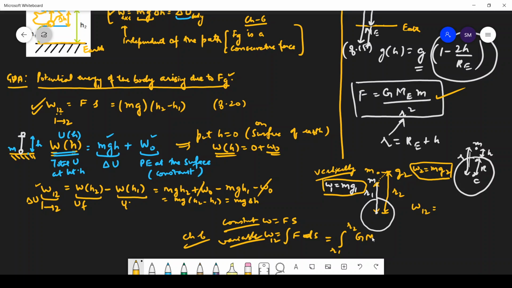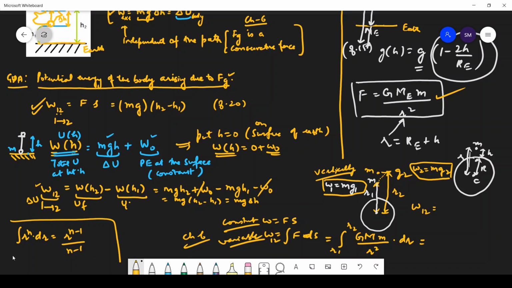Even if you write capital M, that is for the mass of the earth, and then small m, mass of the object, divided by R square into dr. Okay, now integrating it, what do you get? See students, what is the formula for integration? You have r raised to the power n into dr, that is equals to r raised to the power n minus 1 divided by n minus 1, right?